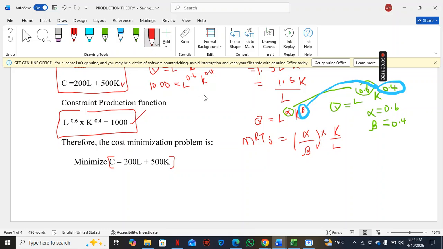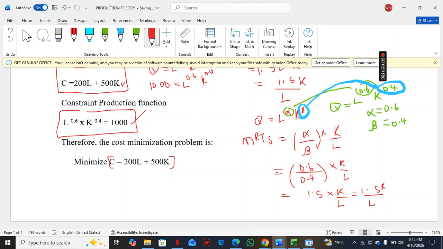Okay. So for the marginal rate of technical substitution, you're going to put alpha over beta, 0.6 divided by 0.4, multiplied by K over L. 0.6 divided by 0.4, you get 1.5 times K over L. So the marginal rate of technical substitution is just 1.5 K over L.